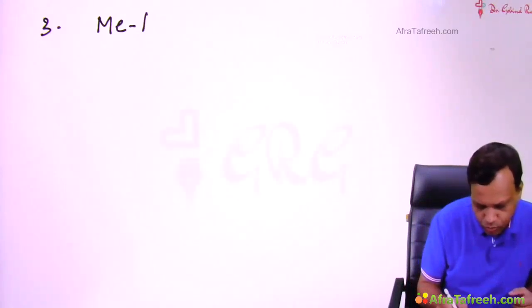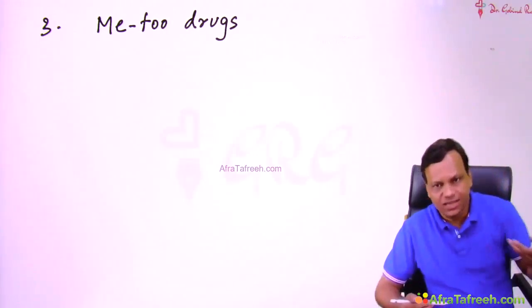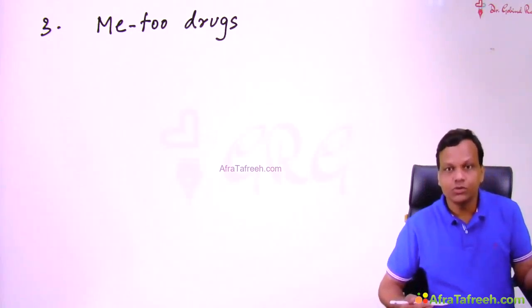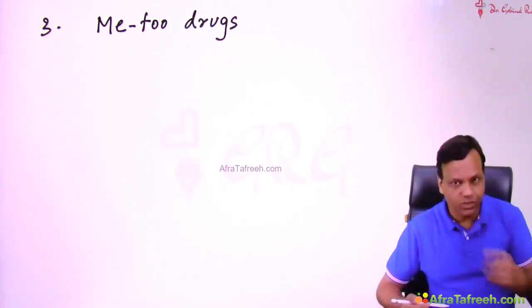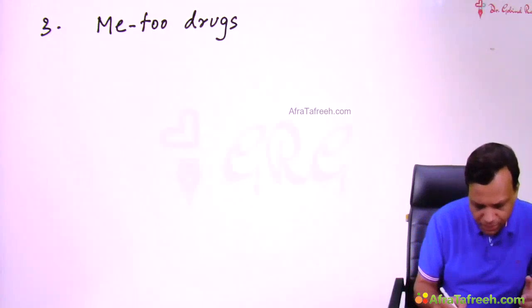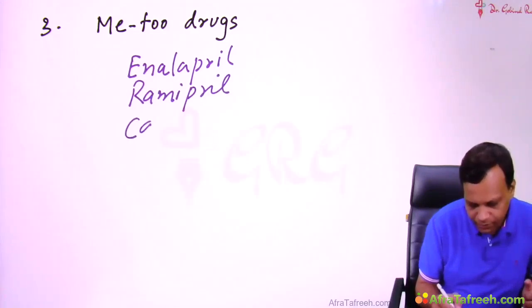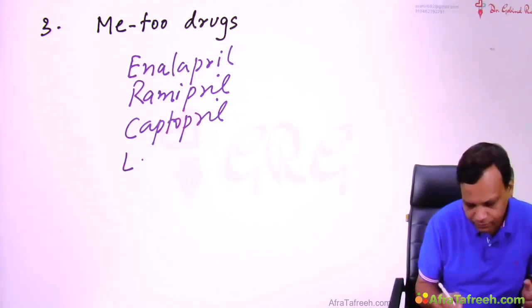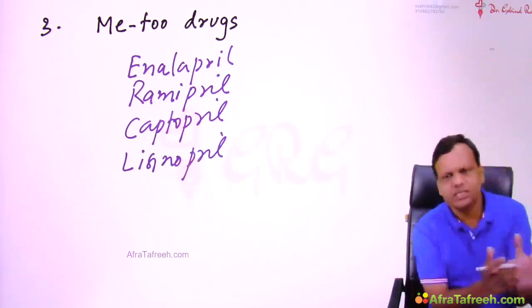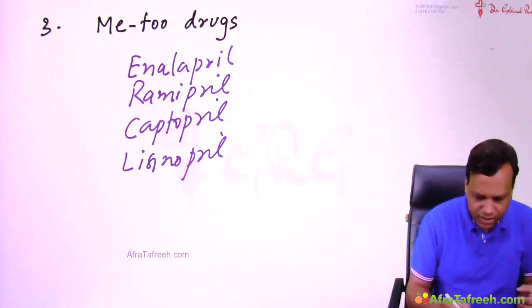Then there is a type of drug named Me Too drugs. As the name says, that drug is saying I am also present, me too, me too, me too. So what is the meaning of Me Too drugs? The drugs which usually end with similar names, like all the prils: enalapril, ramipril, captopril, lisinopril. So all ACE inhibitors. Similarly, all sartans, all ARBs, all the lols, all beta blockers. So they are considered Me Too drugs.